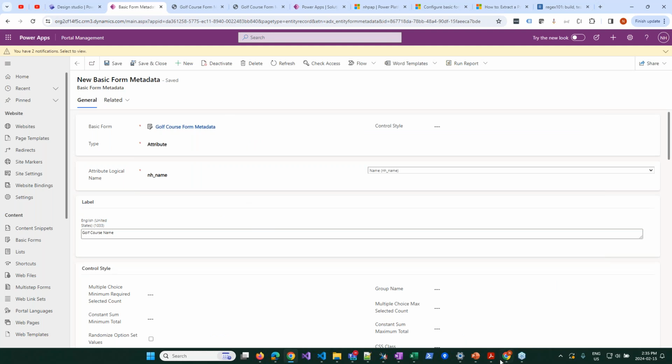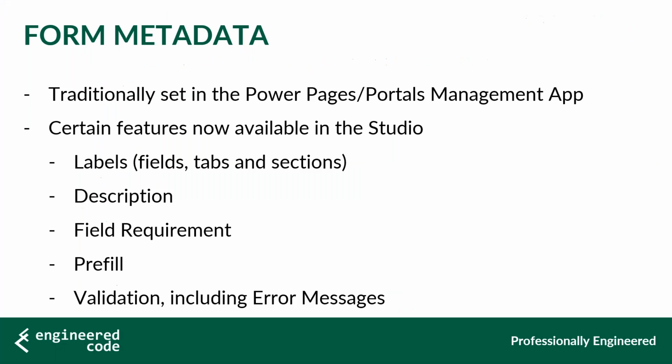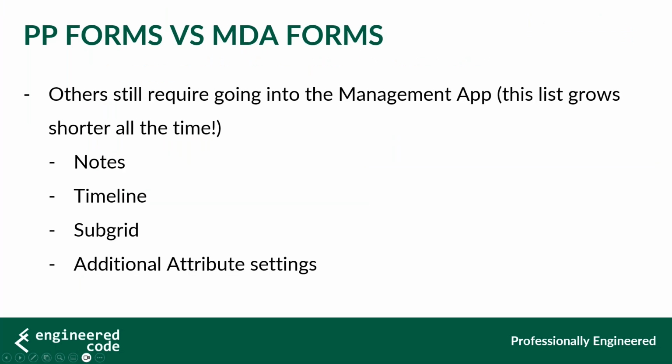Let's maybe just go back over to here for a second. So we've talked about the ones that are available in the studio, but again, we still have to sometimes go into the management app. Now, I'll let you know that this is a list that's constantly changing. This list is getting shorter all the time. They're adding more features to the front end. I don't know if the last time I went in there, they had the pre-fill stuff in there. So they are adding to that list. So that's great. I think it'll be a long time before this list is zero and you'll never have to go into the management app, but I think the list will go shorter over time.